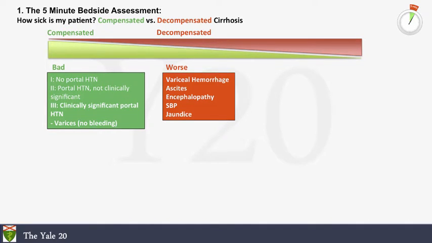Second, we think about decompensated. So this is from bad to worse. These are patients who not only have varices, but they have a variceal hemorrhage. They bleed from the varices. Patients who have ascites, large bellies, because of fluid going into the abdominal cavity where it should not be. Encephalopathy, where they're confused. Spontaneous bacterial peritonitis, which is related to ascites in that the fluid inside the belly becomes infected. Jaundice, which is high levels of bilirubin, reflecting an inability to clear out toxins.